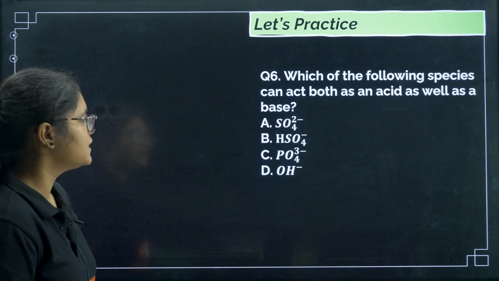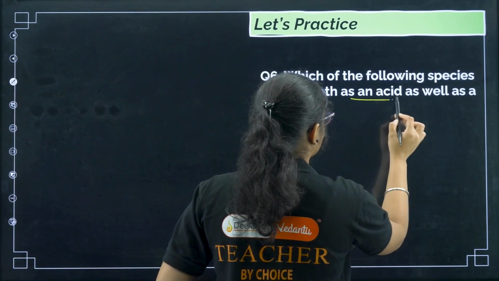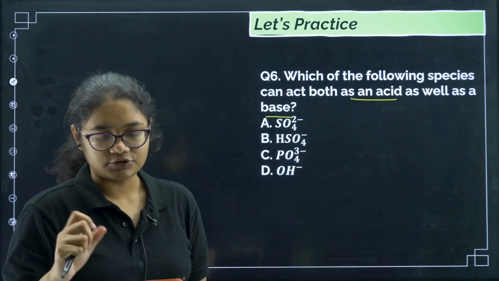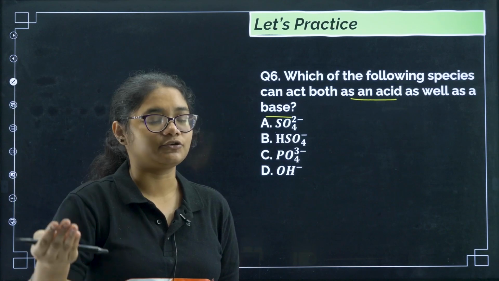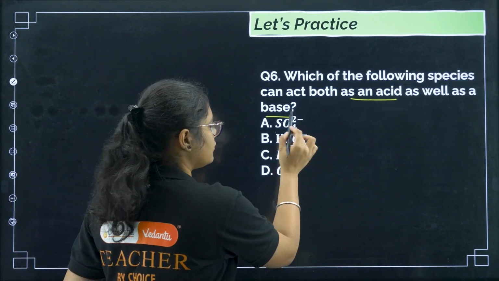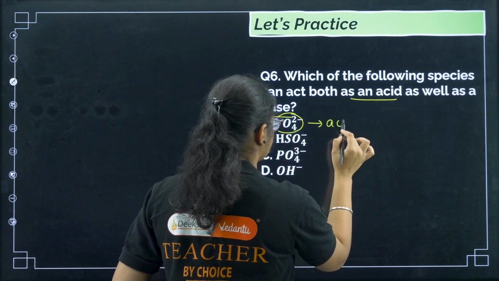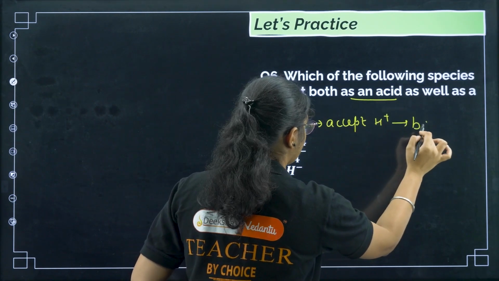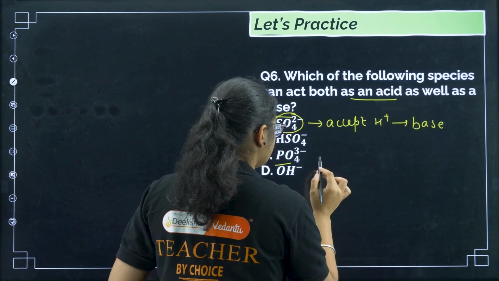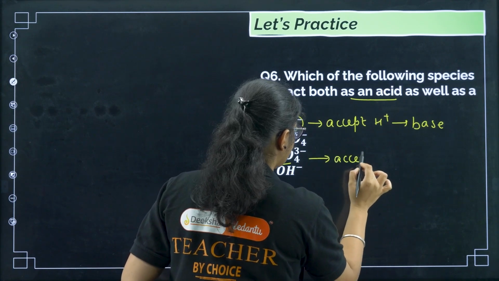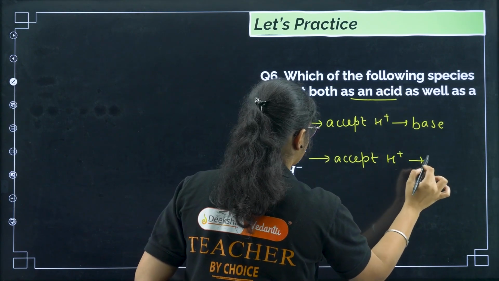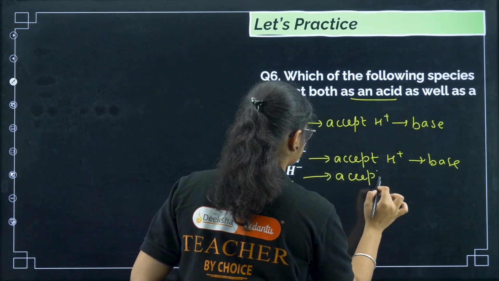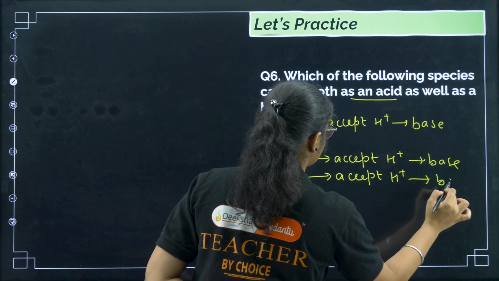Next, question number 6. Which of the following species can act both as an acid and a base? If it is behaving as an acid, it should release H plus. If it is behaving as a base, it should accept H plus. SO4 2 minus can only accept H plus; it doesn't have any H plus to donate, so it can behave only as a base. PO4 3 minus can also only accept H plus and behave as a base. OH minus can also accept H plus and will behave as a base.